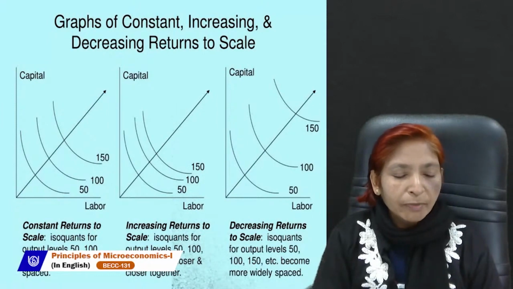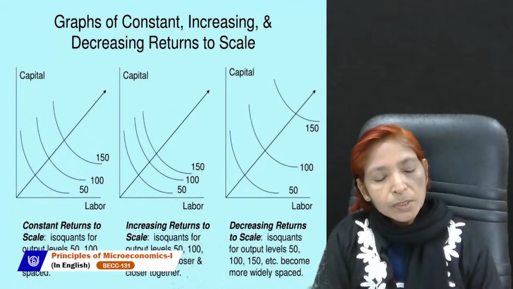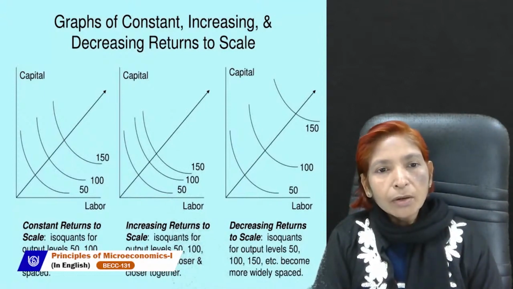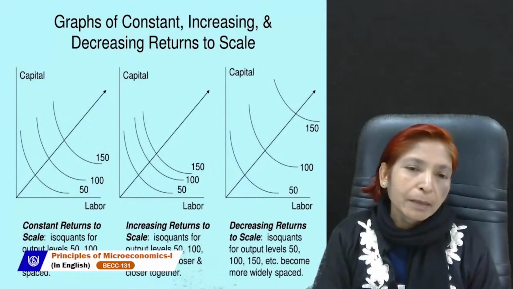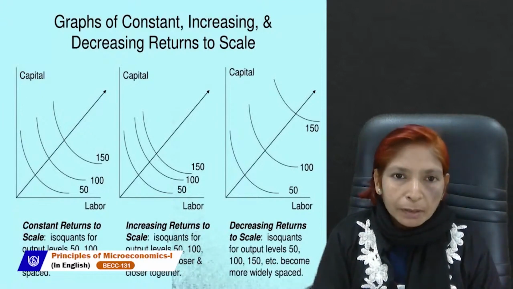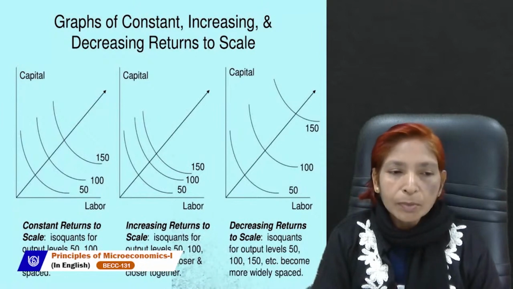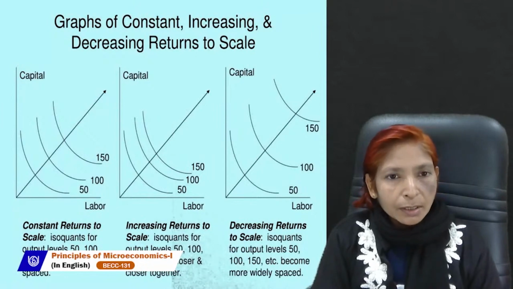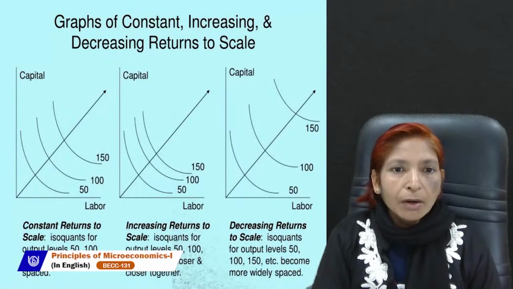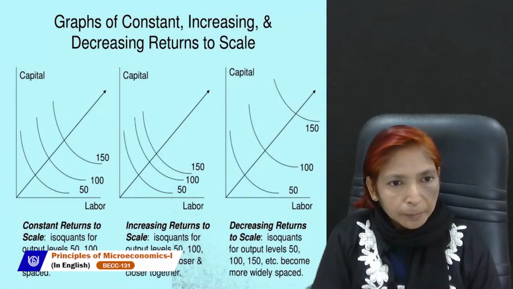There is no difference between input and output. If all inputs produce the same level of output, then constant returns to scale will be applicable. For example, if we increase input by 10% and get the same 10% output, then the returns to scale will be called constant returns to scale.